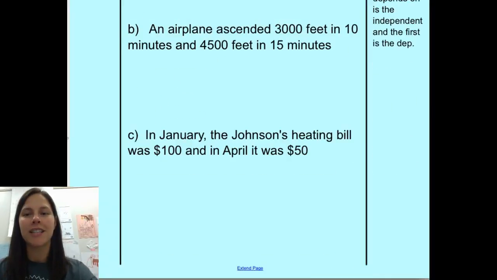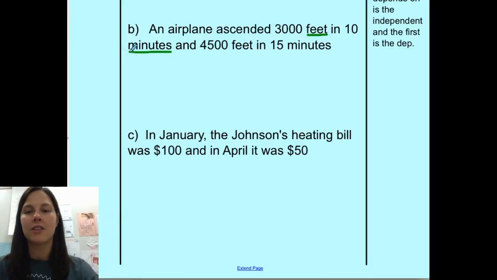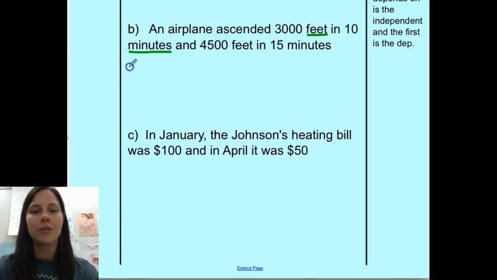Second scenario, an airplane is ascending 3,000 feet in 10 minutes and 4,500 feet in 15 minutes. Which two pieces of information are changing? We have the feet and the minutes that are changing in this case. So does the number of feet we are in the air depend on how long we've been ascending? Or does the time depend on how high in the air we are? The first sentence makes sense. So the feet is our dependent variable, and minutes is time. So that is always the independent variable.